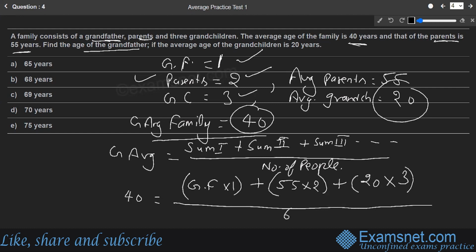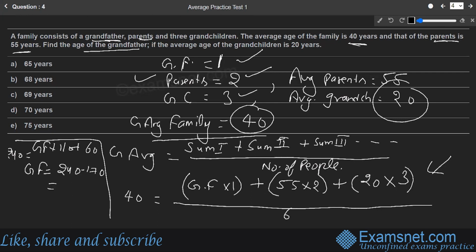Now we are supposed to solve this equation and we will get the age of the grandfather. This is going to be 6 into 40 is 240 is equal to grandfather plus 110 plus 60. So we have to solve for grandfather. The grandfather value comes out to be 240 minus 170, which is nothing but 70. So the age of the grandfather comes out to be 70 years. Let's see where it is available. It is available in option D, so it becomes the right answer.